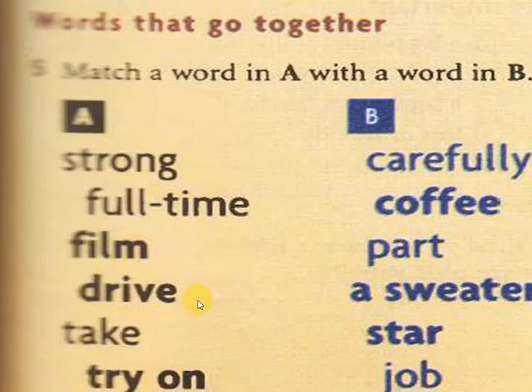The word drive. The word which comes with the word drive is carefully. For example, I say, please drive carefully. Take part. We can say, the boy took part in a game. Try on a sweater. يعني جرب فد blouse. I want to try on this new sweater. And thank you.